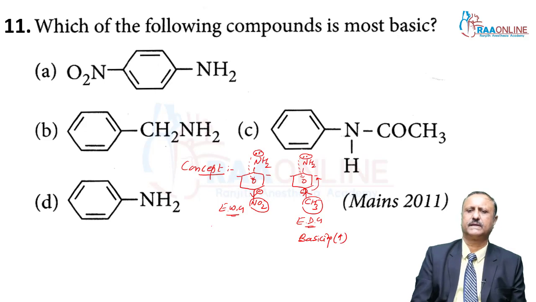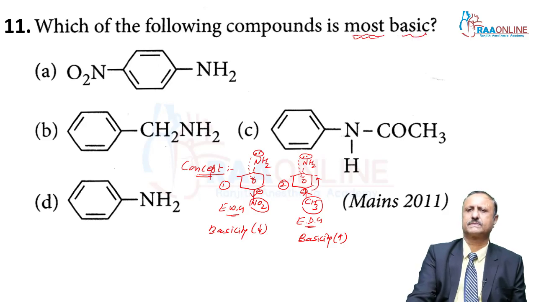Here basicity increases, and here these groups decrease the basicity. In this way, I give you two examples, 1 and 2, and by these examples we can solve this question. Which of the following compounds is most basic? Here the question is not asking for the least basic, the question is the most basic.